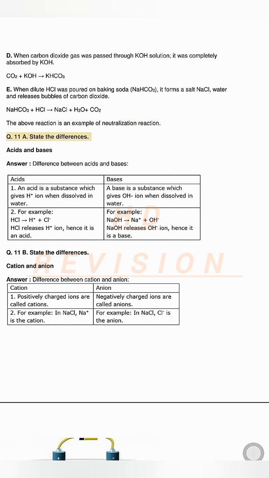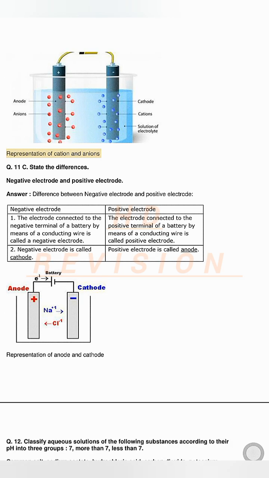Q11A. State the differences. Acids and bases. Answer. Difference between acids and bases. Q11B. State the differences. Cation and anion. Answer. Difference between cation and anion. Representation of cation and anions. Q11C. State the differences. Negative electrode and positive electrode. Answer. Difference between negative electrode and positive electrode. Representation of anode and cathode.